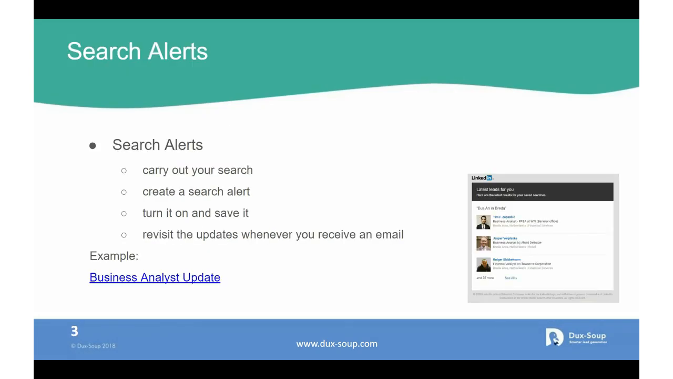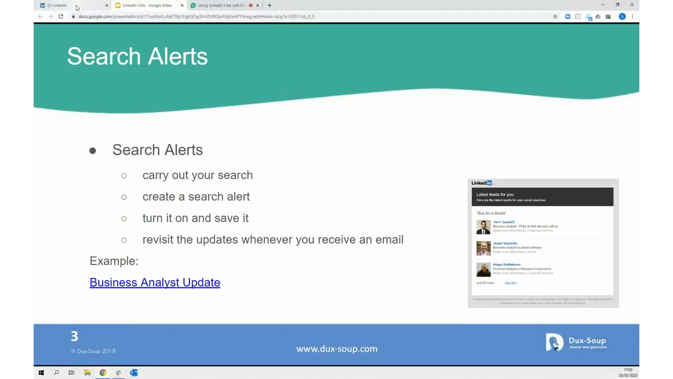So we'll start with search alerts, and this is the most common starting point for everyone when you're looking to expand your network: the people search function. So what I'm going to show you in a minute is how to carry out a search and then how to create a search alert. You can carry this out in both standard LinkedIn and Sales Navigator, but there are some differences which I'll explain during the demonstration.